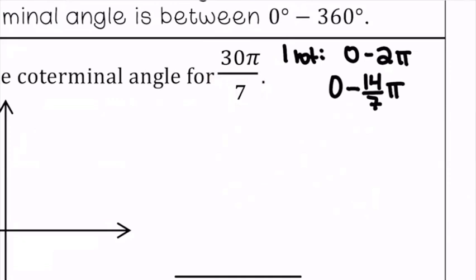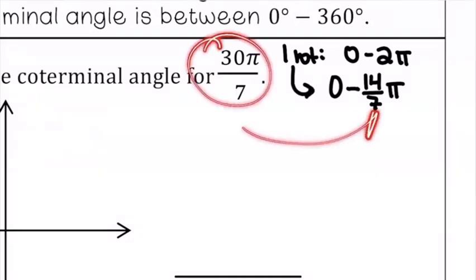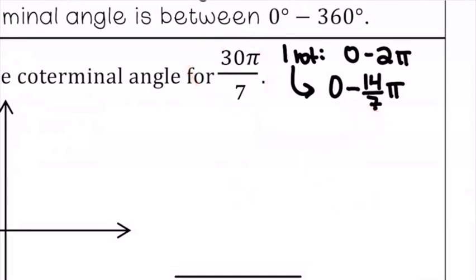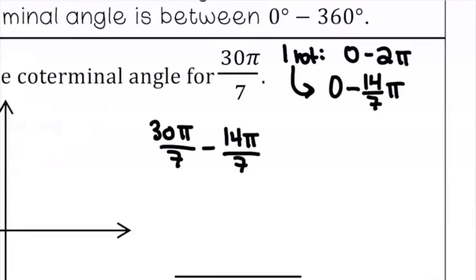So this is one rotation as well. Now if you look at ours, this is obviously way too big to be on the unit circle, right? So I'm just going to subtract a rotation because it's too big. 30 pi over 7 minus one rotation, which is 2 pi, or we could put 14 over 7. Remember, to subtract fractions, we just keep the bottom the same and subtract across the top. 30 minus 14 is 16. Now I'm here. This is my new angle.